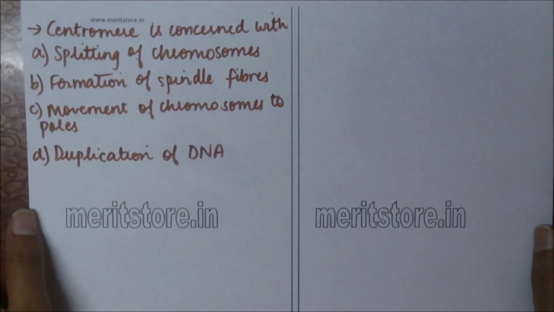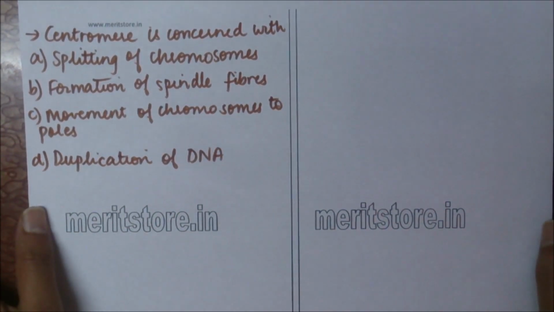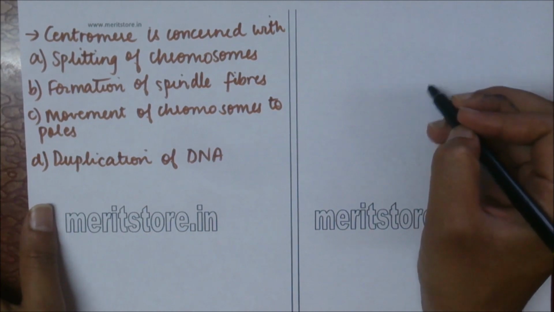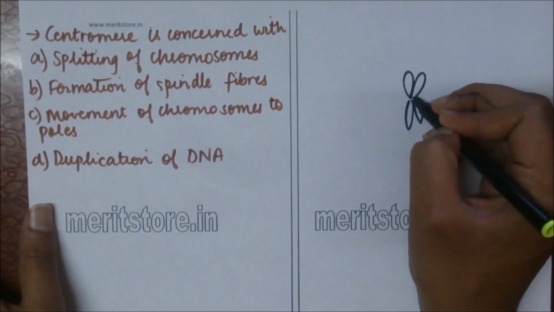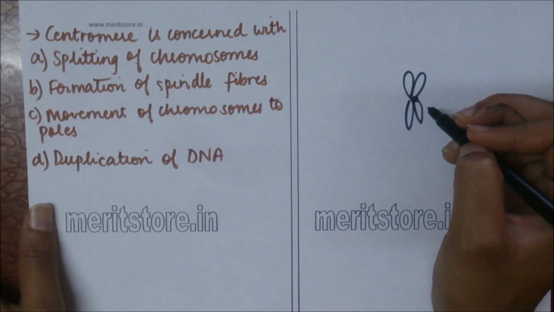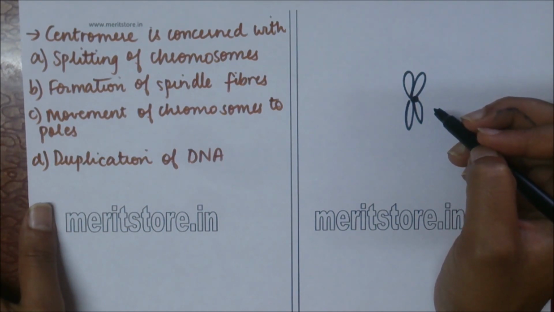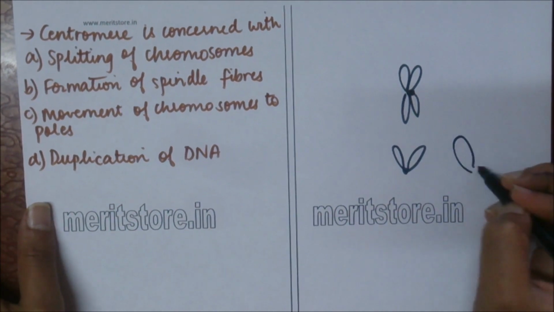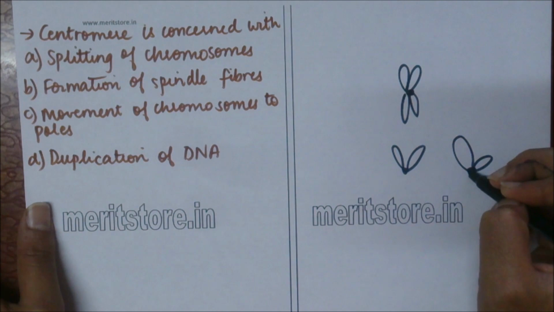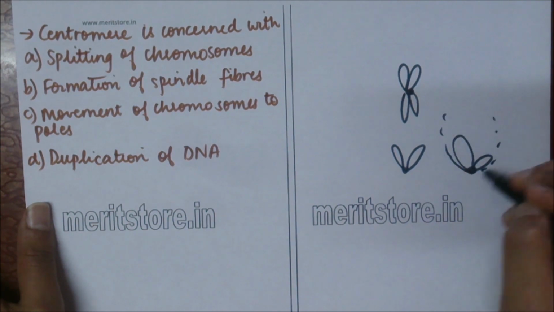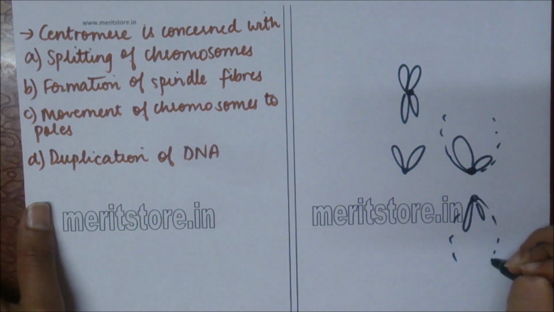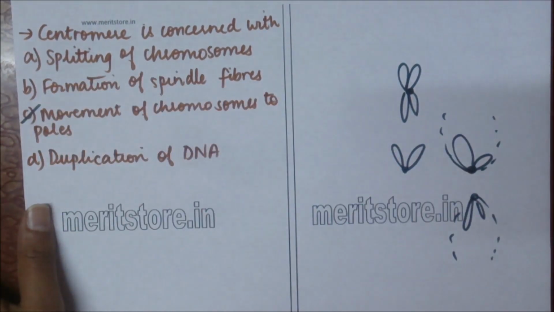Centromere is concerned with A. splitting of chromosome, B. formation of spindle fibers, C. movement of chromosome to poles, D. duplication of DNA. During cell division, spindle fibers attach to the centromere of the chromosome. As a result, chromosomes move towards the poles and form V-shaped or L-shaped structures. Spindle fibers are attached here and attract them towards the opposite poles. So option C is the correct answer.